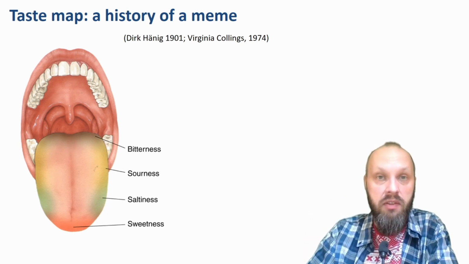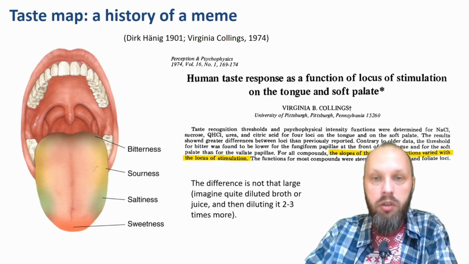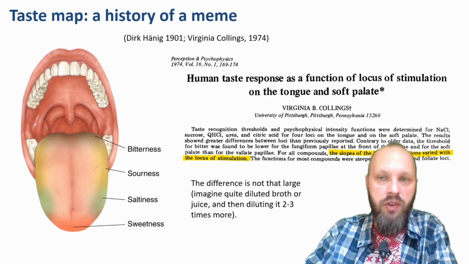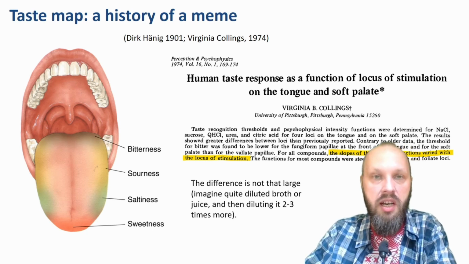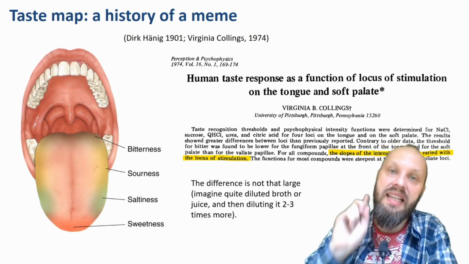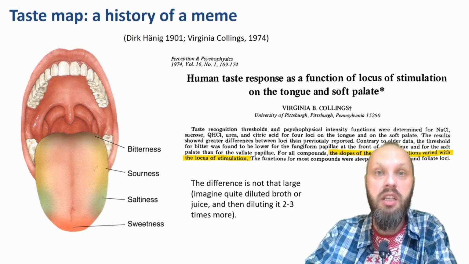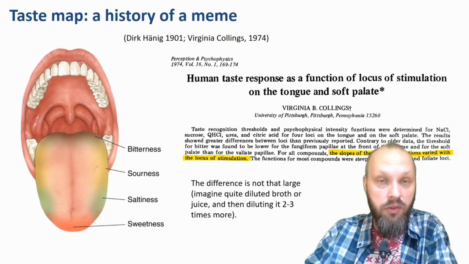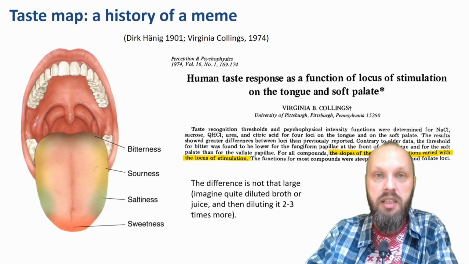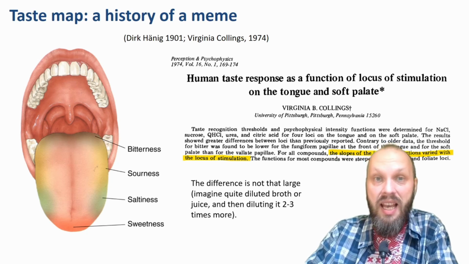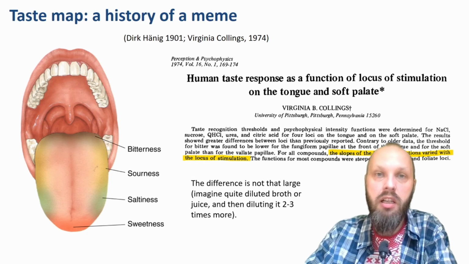Then in 1974, a researcher called Virginia Collins decided to test that. She wrote a paper, Human Taste Response as a Function of Position of Stimulation on the Tongue, and also Soft Palate, which is like up there. And basically she figured that the original statements of Dirk Henning stood. There were some minor changes, but she found that different parts of the tongue were differently sensitive to different tastes. But again, it doesn't mean that the part that can taste sourness a little bit better cannot taste sweetness. It can, it just tastes sourness in a slightly lower concentration.